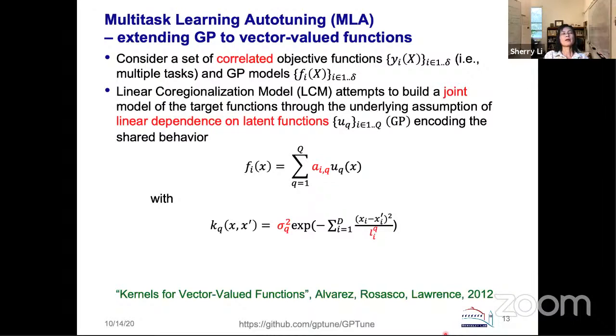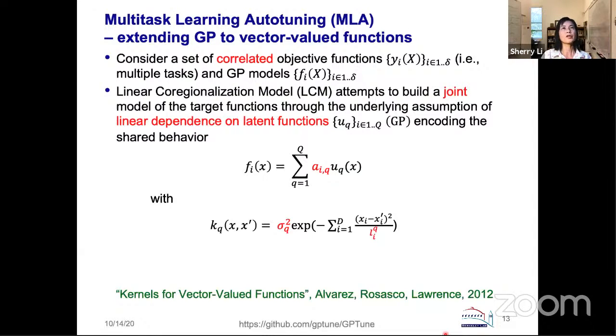If you want to optimize, you just keep looping around that workflow. So now we're extending this to vector valued functions. We call this multitask learning autotuning, MLA. And here you consider a set of correlated objective functions. So for example, if you want to do the QR for not just one problem size, you probably have 10 problem sizes you need to deal with.